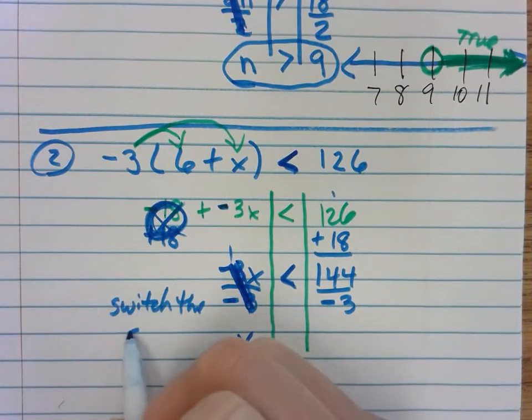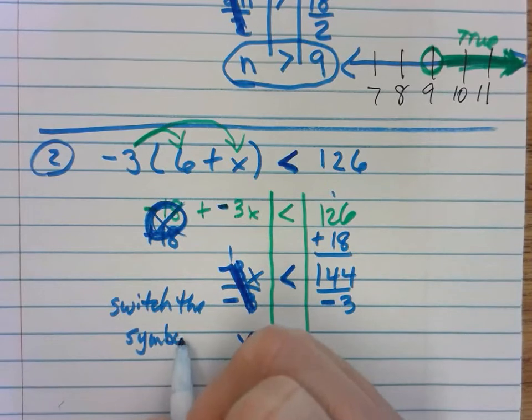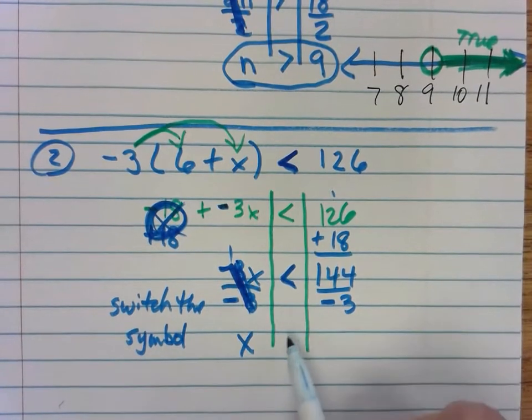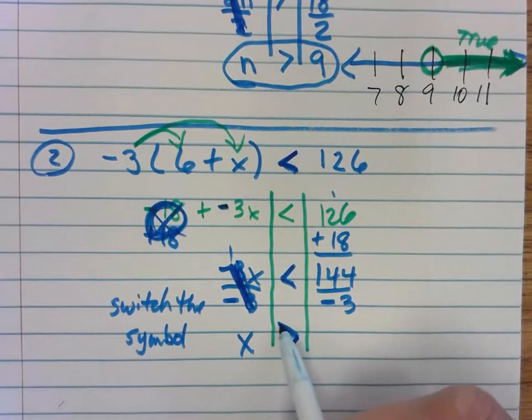So don't forget the golden nugget from the last lesson, right? We'll keep them golden nuggets in your pot. If you multiply or divide by negative, you got to switch the symbol. Keep the answers true, okay? So we're switching that from a less than to a greater than.